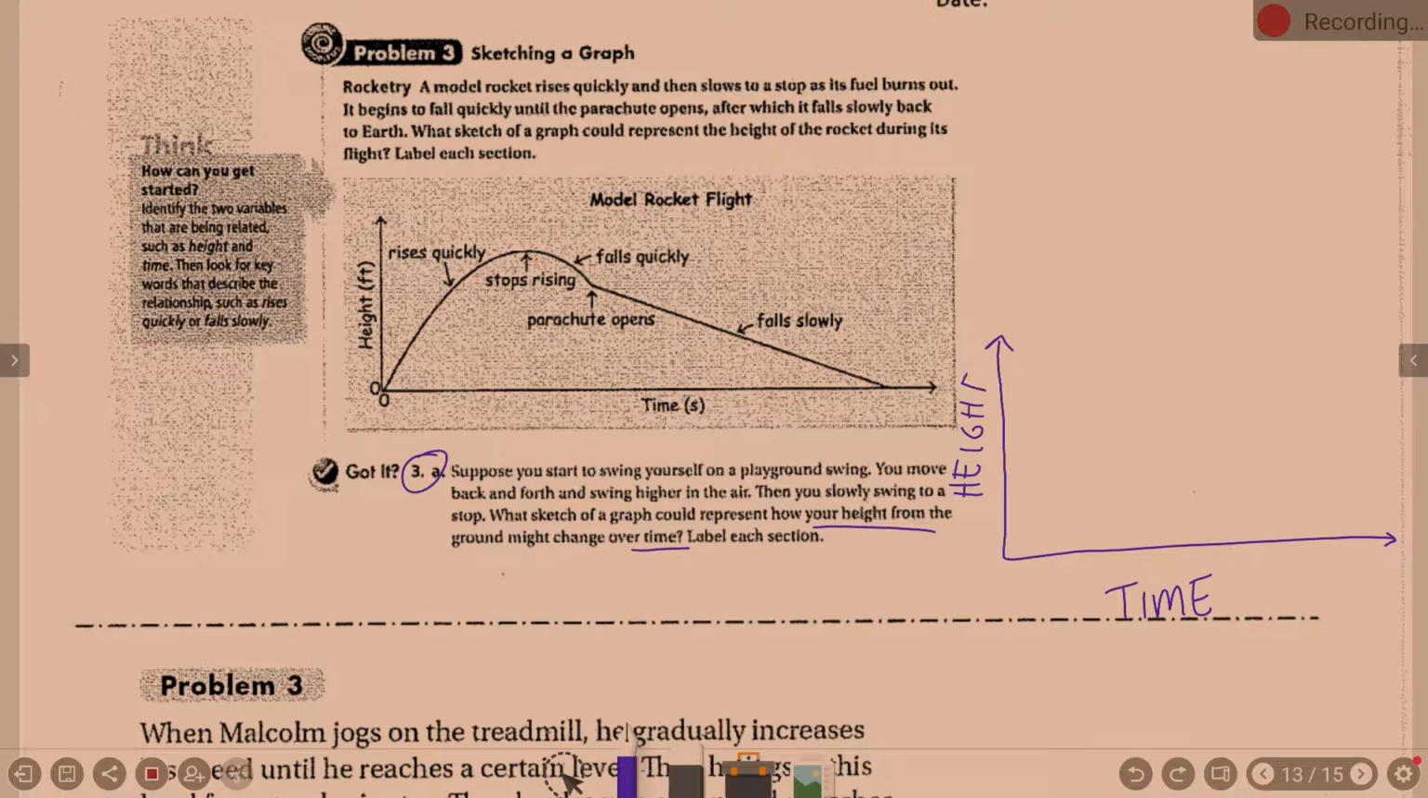So if time is one of your variables, always expect it to be on the bottom, because that's an independent variable. We can't affect how time changes. Okay? We have no effect on time. Time just goes. But height, we can affect height.